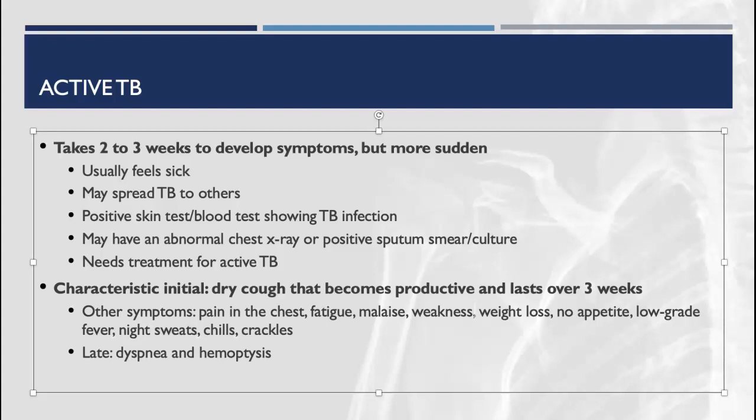And the signs and symptoms are going to be that initial dry cough that eventually becomes productive and lasts over 3 weeks. Other symptoms include pain in the chest, fatigue, malaise, weakness, weight loss secondary to having no appetite, low-grade fever, night sweats, chills, and crackles. Late symptoms are dyspnea and hemoptysis.